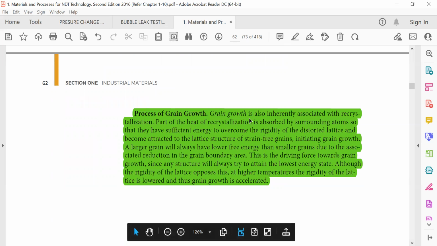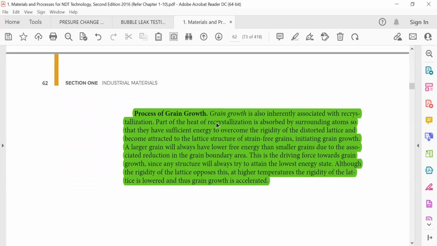Process of grain growth. Grain growth is also inherently associated with recrystallization. Part of the heat of recrystallization is absorbed by surrounding atoms so that they have sufficient energy to overcome the rigidity of the disturbed lattice and become attracted to the lattice structure of the strain-free grains, initiating grain growth.